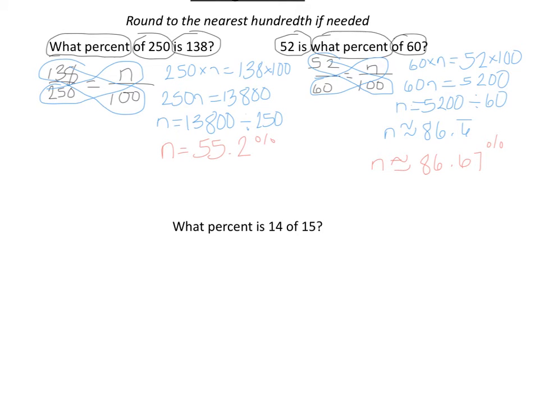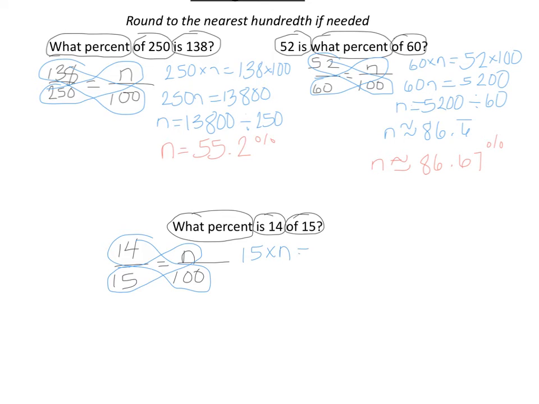The last one. What percent is 14 of 15? There is no percent sign, therefore our variable is what is going to go over 100. What percent is 14? That tells us 14 is the part, whereas 15 is the whole, because "of" is going to go over the of. We cross multiply as we have been doing.